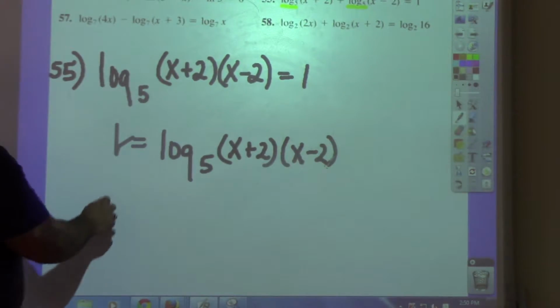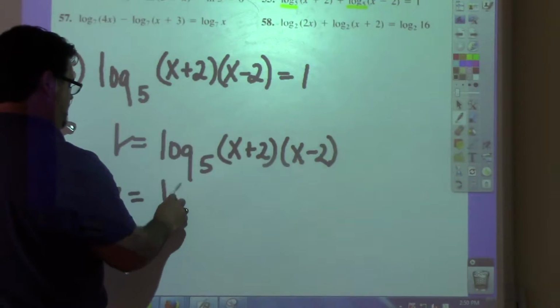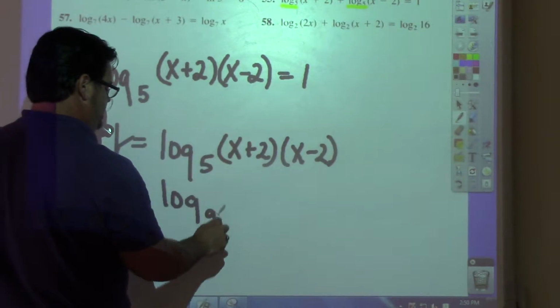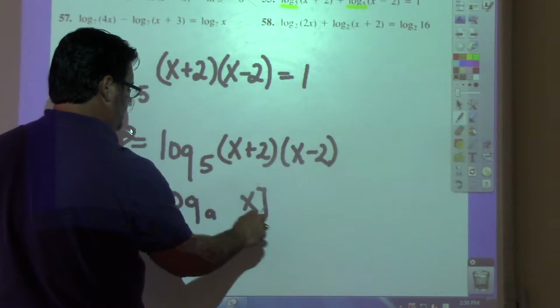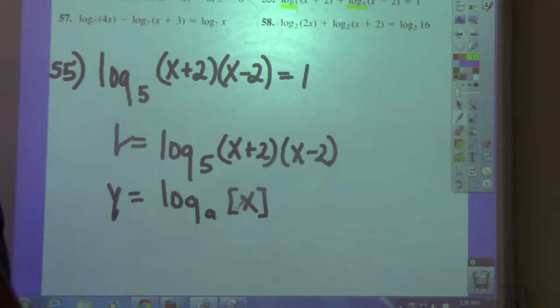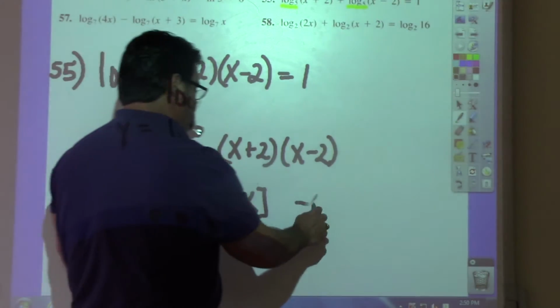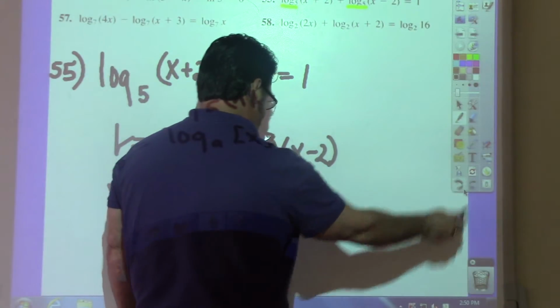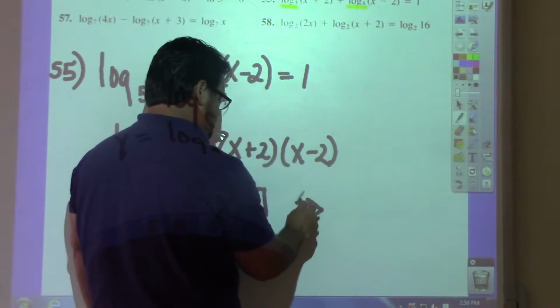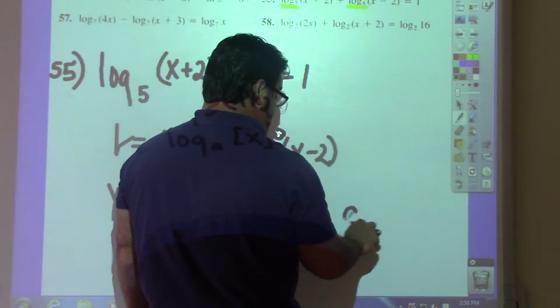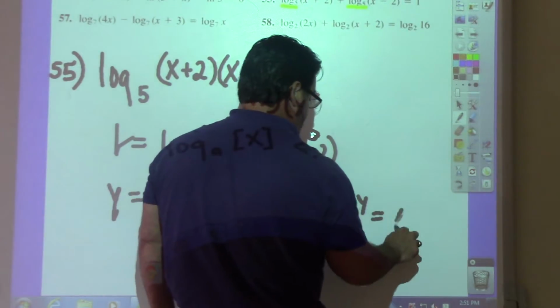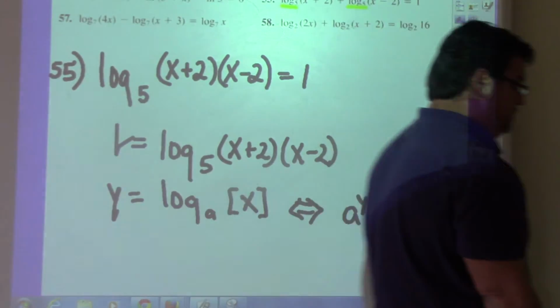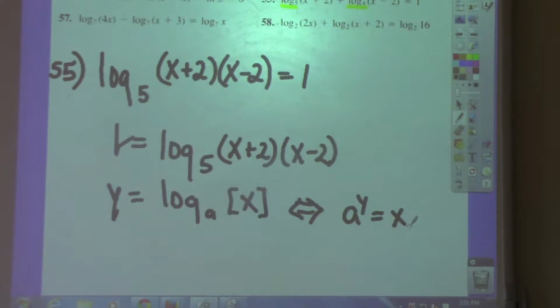And that's y is equal to log base a of x. And this yields a to the y is equal to x.